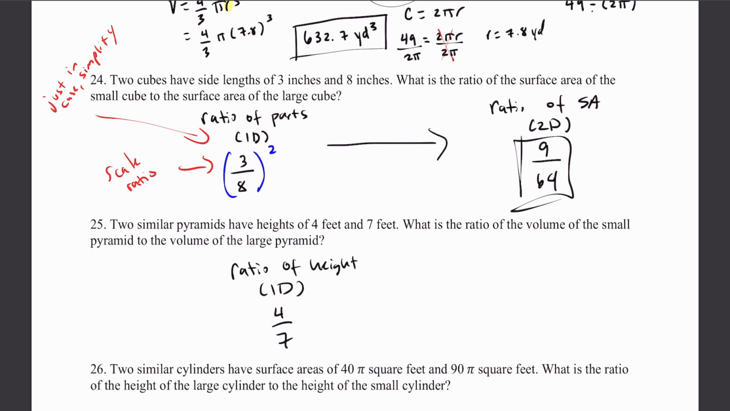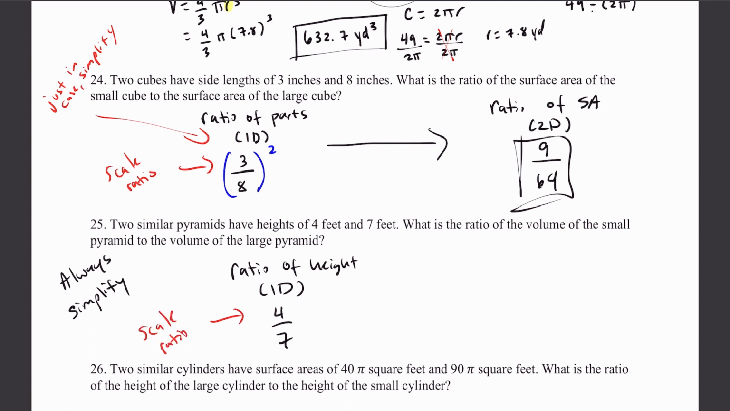Ask yourself, 4 over 7, is that simplified? Yes. If it's not simplified, simplify it. That's going to be the ratio. Again, always simplify just in case. Alright, this is our scale ratio.